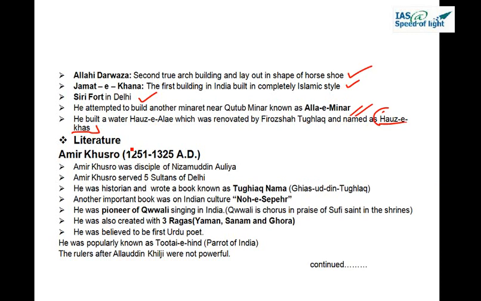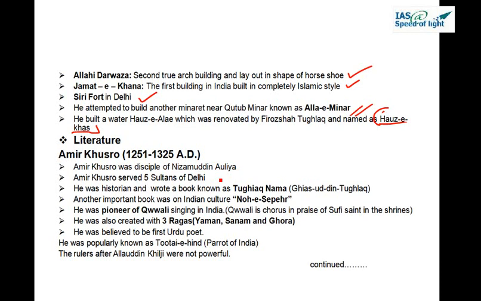Let us see some of the legends of literature, the great writers of that time. The first one is Amir Khusro. His time period, as you can see, is 1251 to 1325 AD. He was a disciple of Nizamuddin Aulia, a great Sufi saint. Amir Khusro served 5 sultans of Delhi, as we have seen before also. He was a historian and wrote a book known as Tughlaq Nama. And another important book, on Indian culture, was Nuh Sipihr.